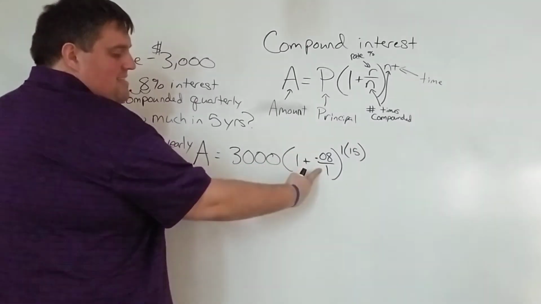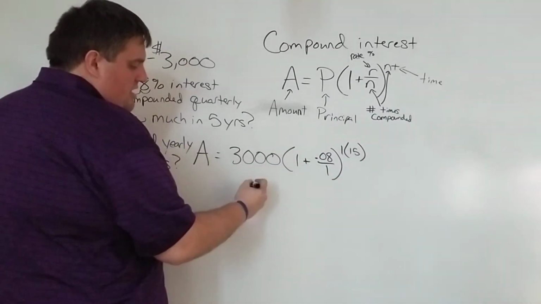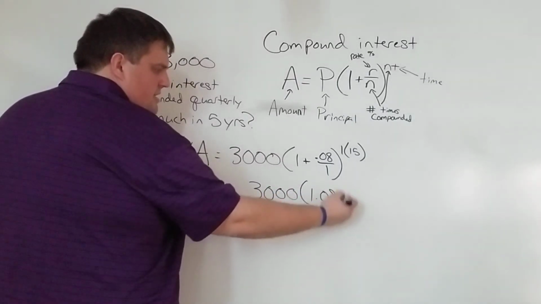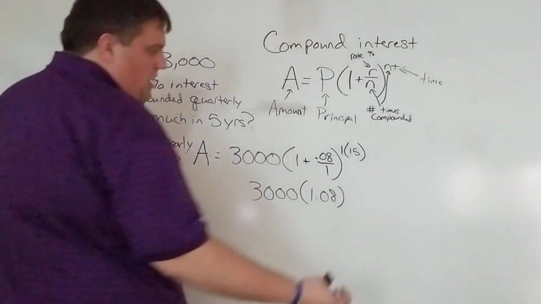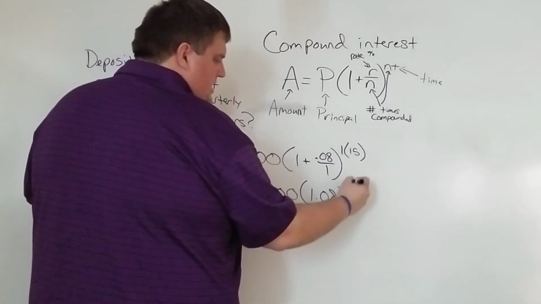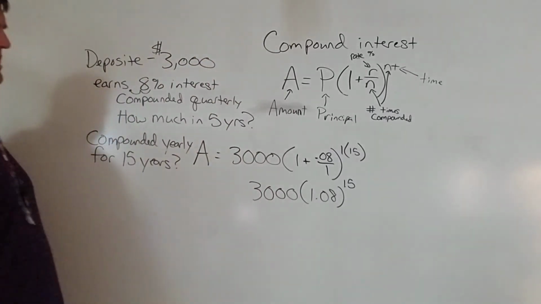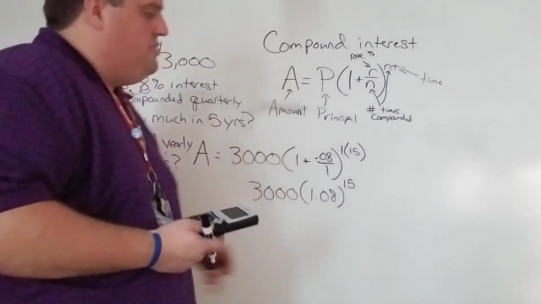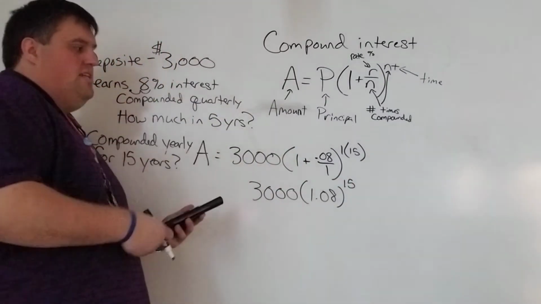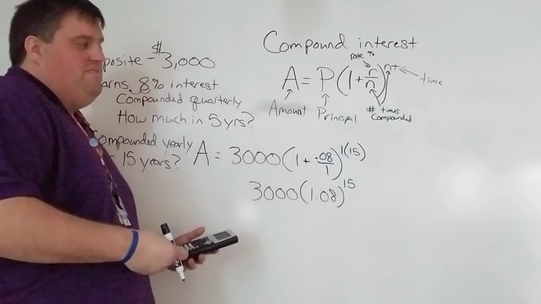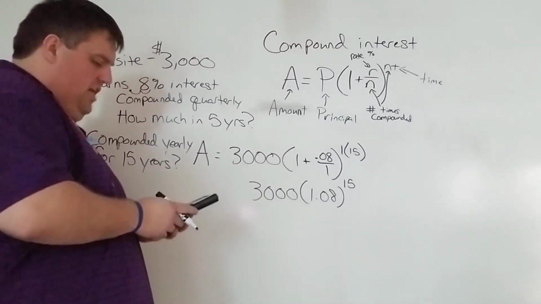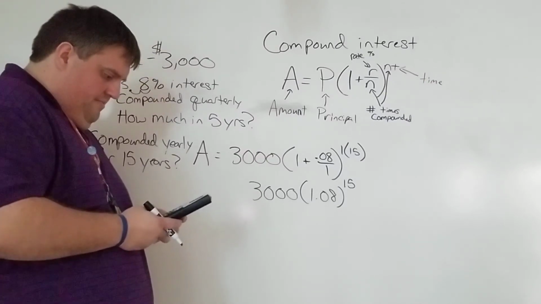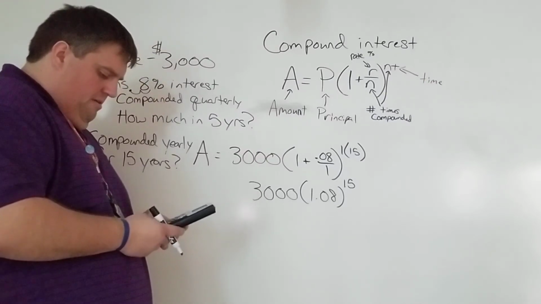So 0.08 divided by 1 is just 0.08 plus 1. That's going to give me 1.08. So notice that rate is going to be smaller, but 1 times 15, that's going to be to the 15th power. I'm sorry, our rate's going to be bigger, but our exponent's going to be smaller because the number of times it compounded were only 15 times total. So I'm going to go 1.08 to the 15th. And I'm going to times that number by 3,000.